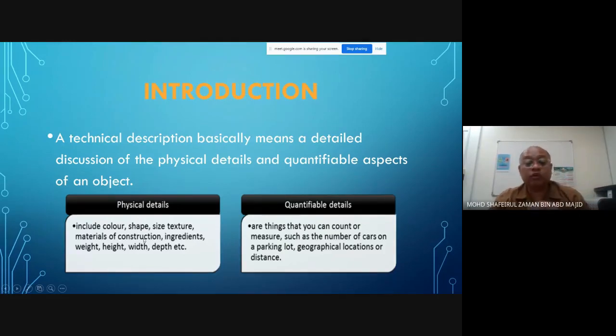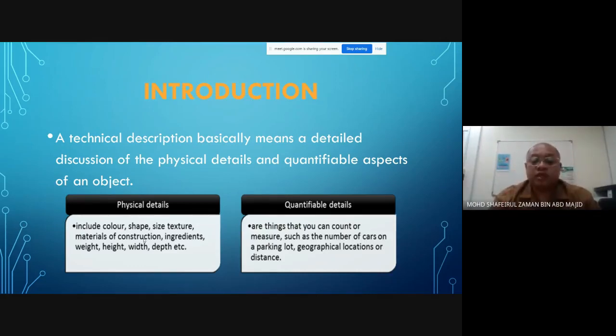So when you are doing a technical description, you are actually talking about the physical details of a product. What you can see and what people cannot see need to be explained in detail. When you are describing it, you have to elaborate everything about the product in detail. So you have to be specific. If it is being produced using PVC or plastic or metal, you have to mention it.